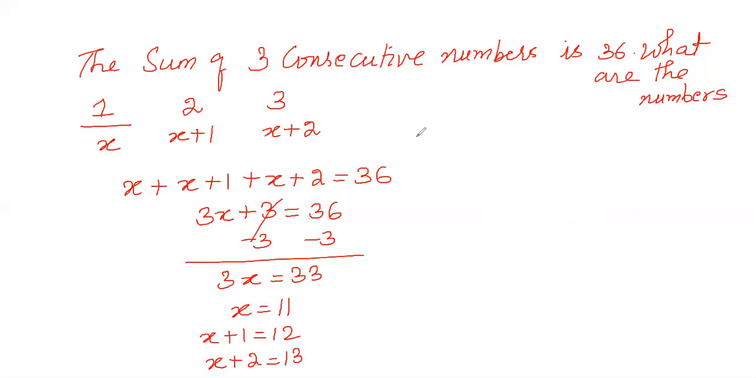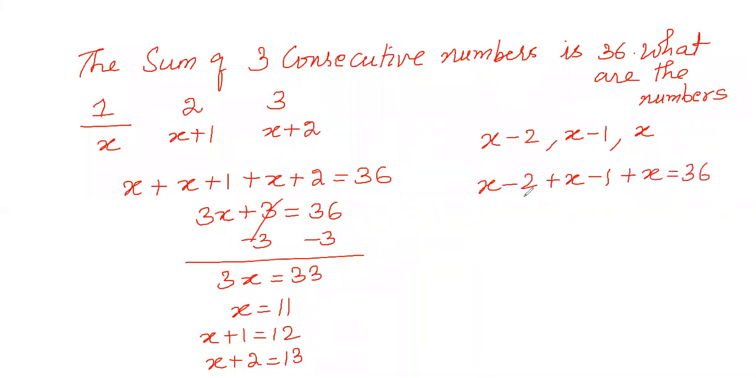You can also do this differently. Here you have taken x, x plus 1 and x plus 2. You can also take x minus 2, x minus 1 and x. These are also consecutive, right? So what I do is I add them. Sorry, x minus 2 here. x minus 2 plus x minus 1 plus x, that is equal to 36.